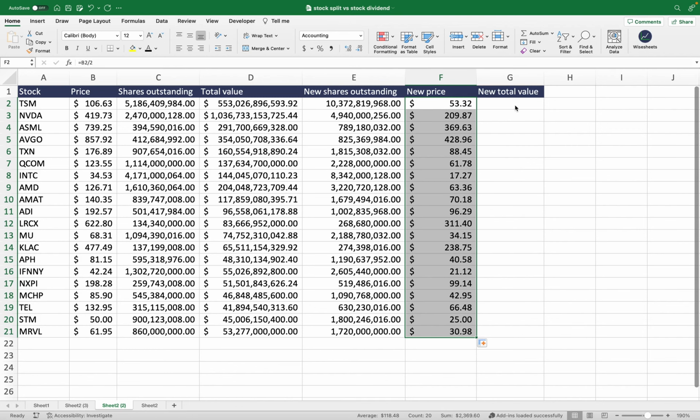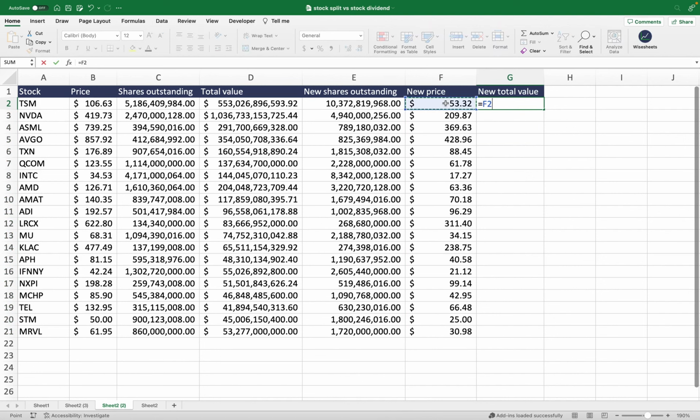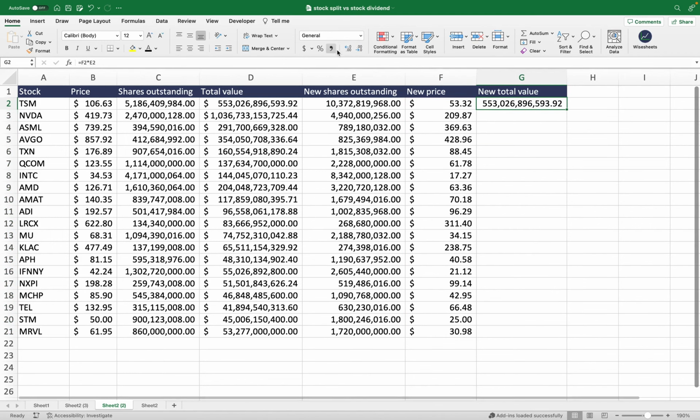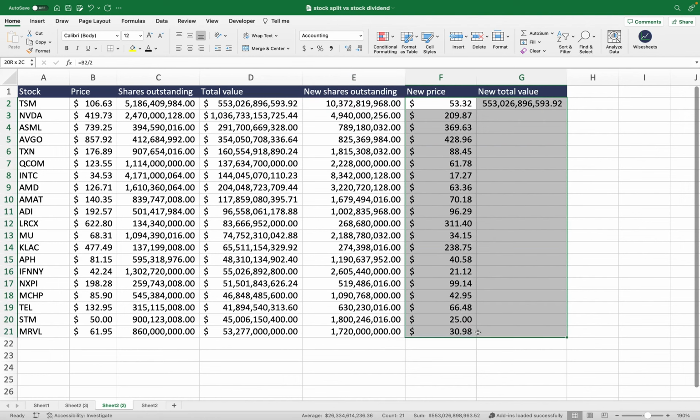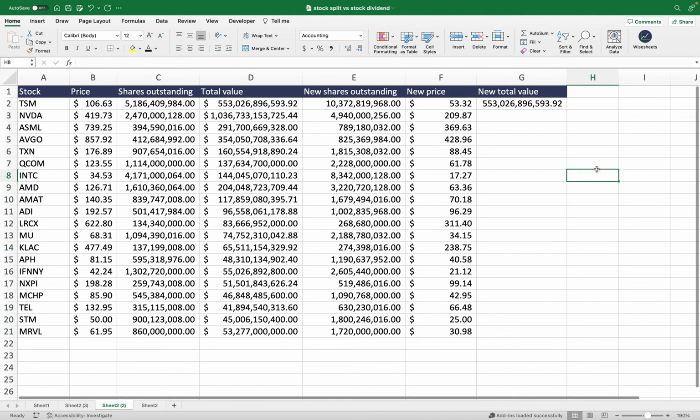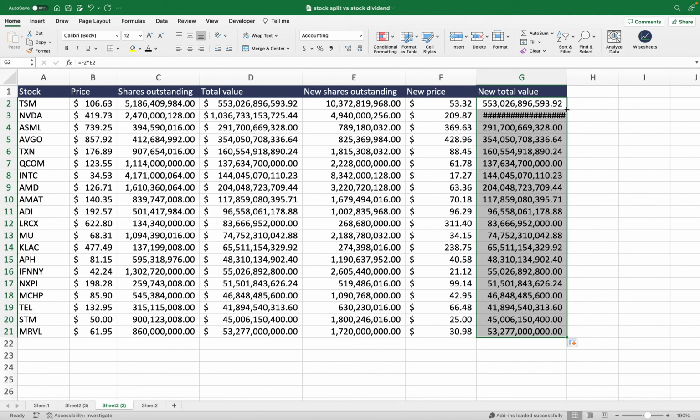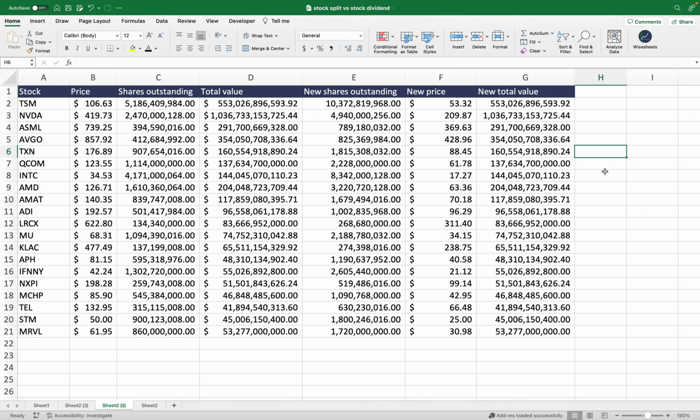But the interesting thing here is that you can then take the new price, multiply it by the new number of shares outstanding, and you will see that overall the total value would be exactly the same as it was before. So you can see the numbers are the same. The only difference is that now there are more shares outstanding, but the stock price did go down, which is okay, because that's usually the purpose of stock splits, to lower the stock price so that more people can afford the stock. After that, you can do the same calculation for all the different companies, and then you're done with this process. So now you can better understand how a stock split works.